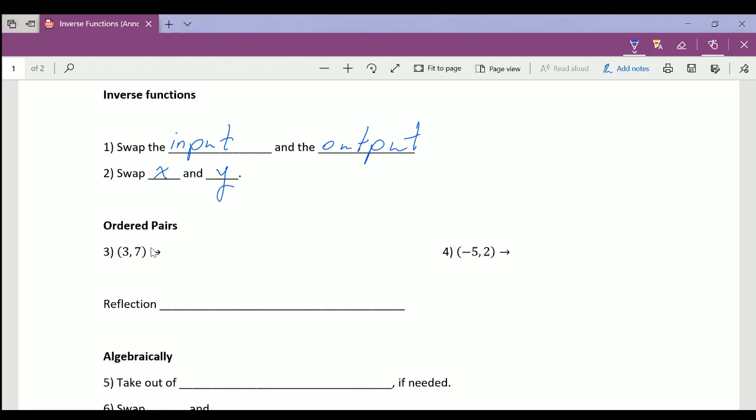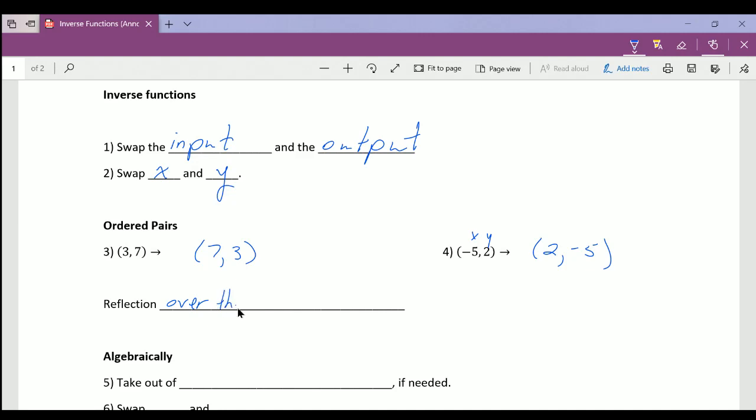So if you're looking at ordered pairs, (3, 7) is going to become (7, 3). Here we've got an x value of -5 and a y value of 2. So you just swap them: (2, -5). 2 becomes the input, -5 becomes the output.